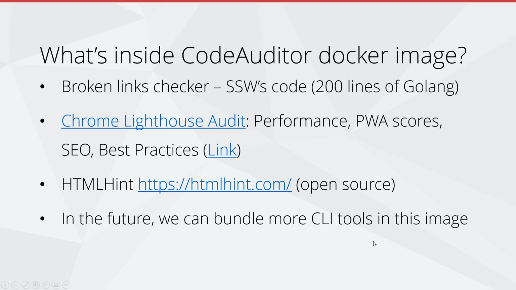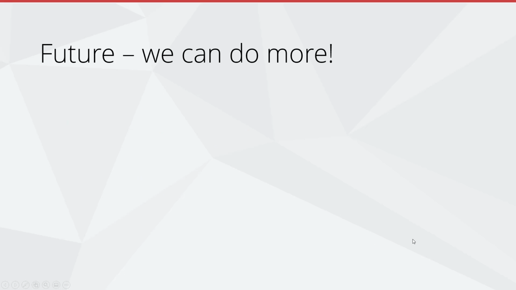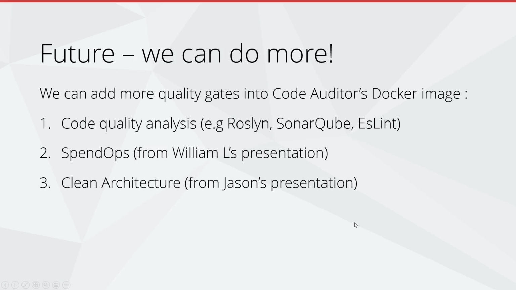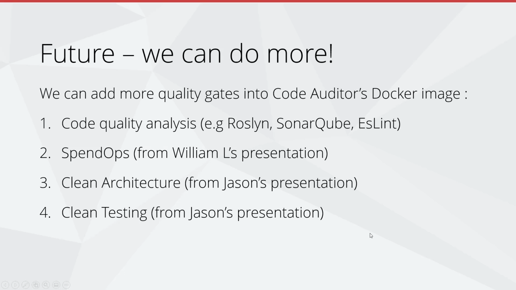In the future, we can bundle more tools inside this Docker image. We can have Roslyn, Solitude, if they have license, and ESLint. We can even include the spin-offs from William on clean architecture and clean testing from Jason. And we can migrate the existing Code Auditor rules into this Docker image.